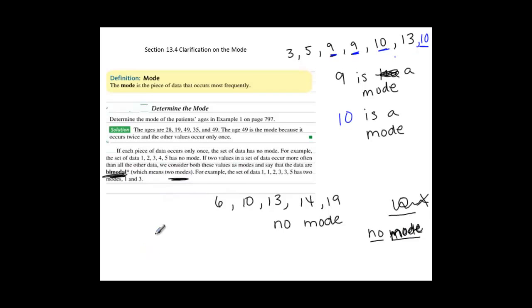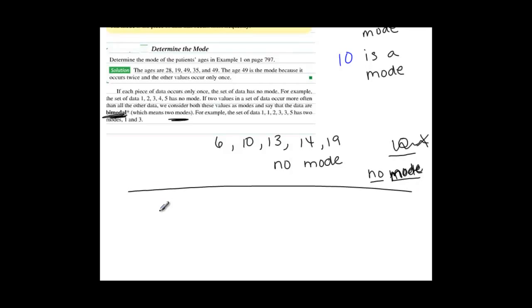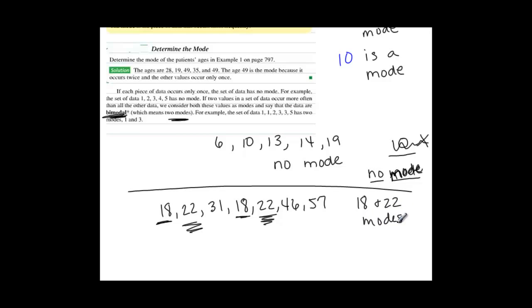Let's do one or two more quick examples. These are pretty quick and easy. Let's say I have a list of data: 18, 22, 31, 18, 22, 46, and 57. And you're asked to find the mode. Here we've got 18 occurs twice, but also 22 occurs twice. So this is a bimodal set of data where 18 and 22 are both the modes.